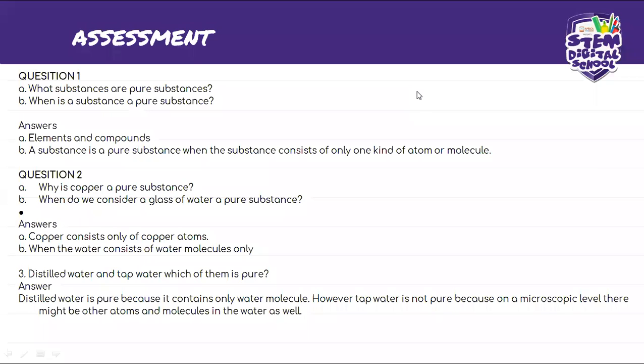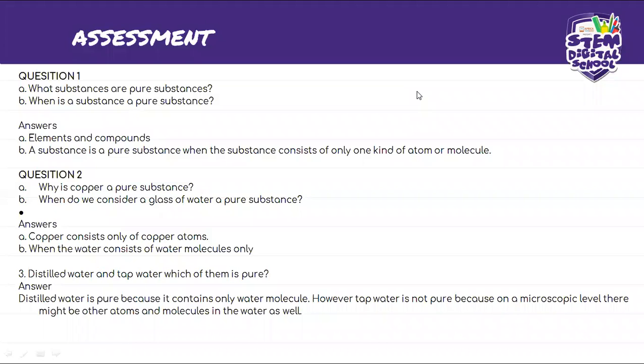So we just learned that a pure substance is made up of atoms of what? The same kind. So if I were writing the answer, the difference between a pure substance and a compound, I would just say a pure substance is made up of atoms of the same kind, whereas a compound is made up of what? Two or more atoms that are chemically combined. Very good. All right, now let's go to question two.